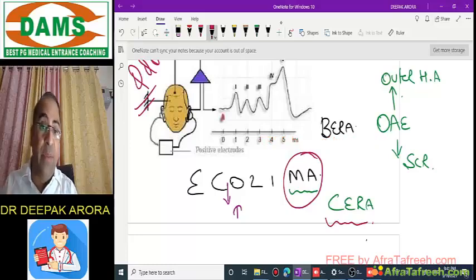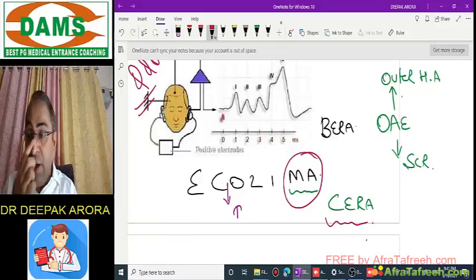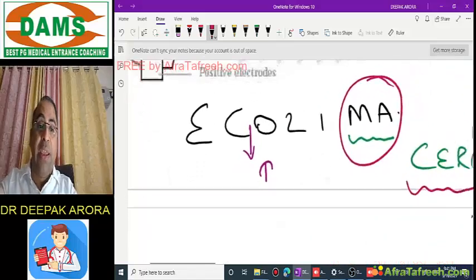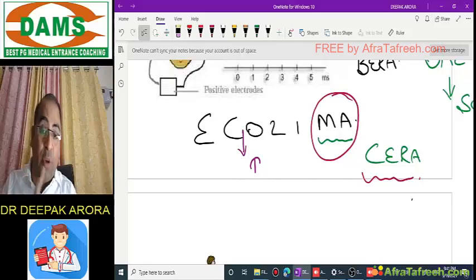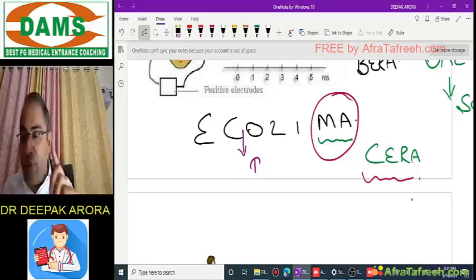But I have seen one MCQ in one of the recent examinations where they use the word trapezoid body. So just remember the word trapezoid body. The trapezoid body is between the cochlear nucleus and the olivary complex. The trapezoid body is the area where all the fibers cross. So trapezoid body is between C and O. C and O. Never get it wrong in this MCQ.